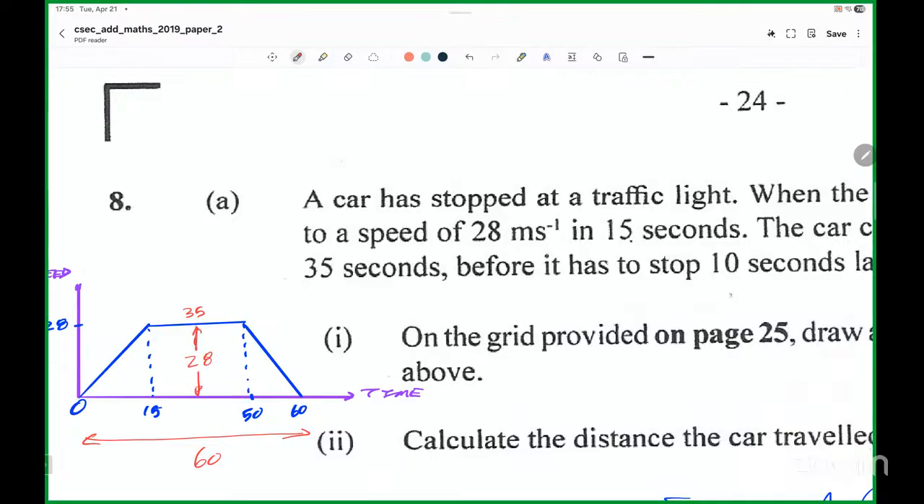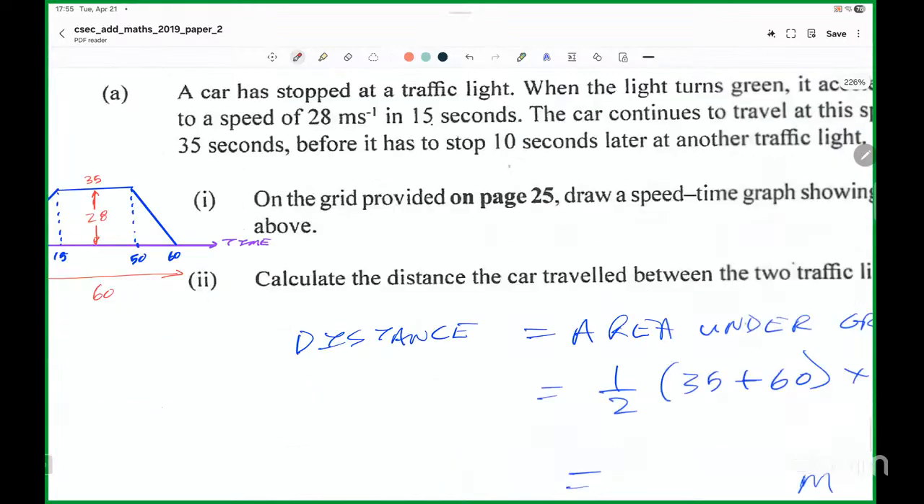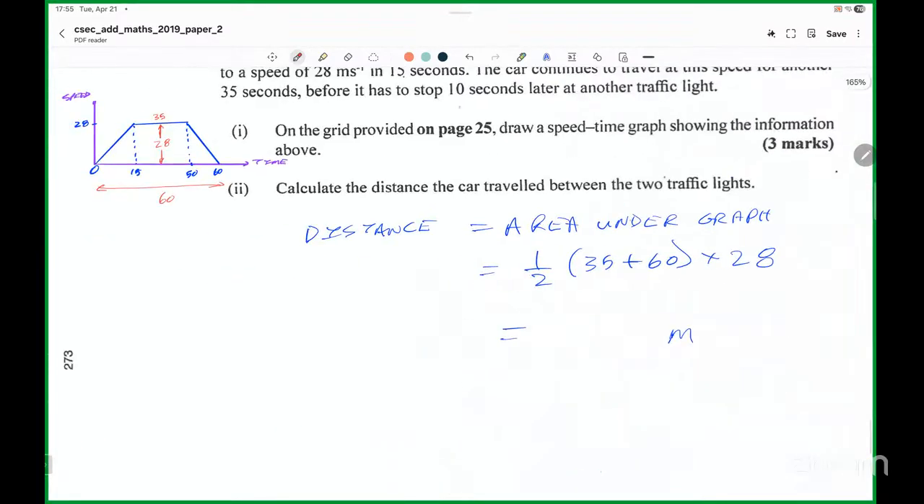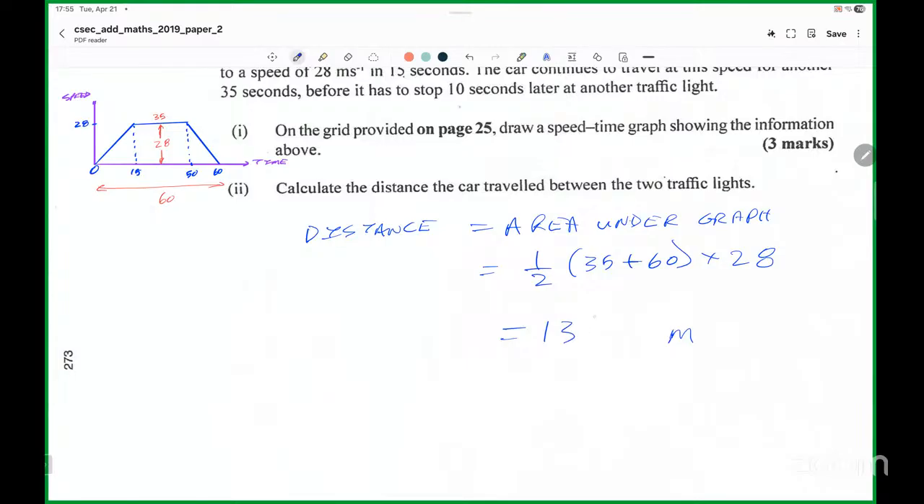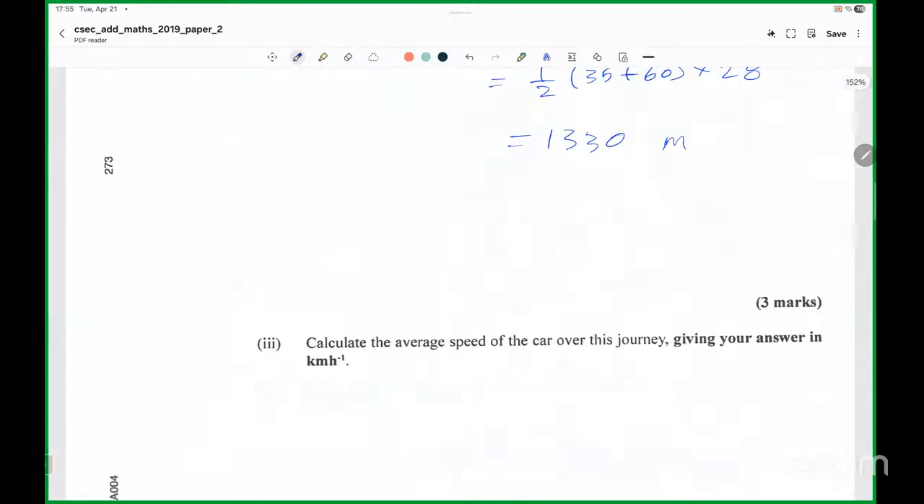Between the parallel sides. So the upper trapezium is half the sum of the parallel sides multiplied by the distance between the parallel sides. The distance between the parallel sides is 28. What does this work out to? Anybody work this out? How much? 1330 meters. That's the distance traveled.